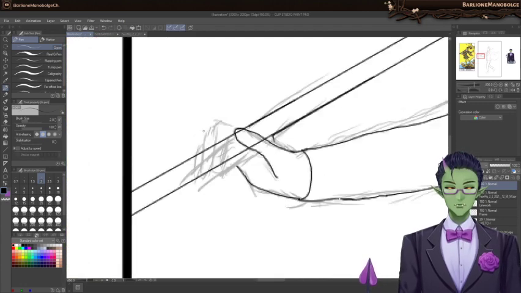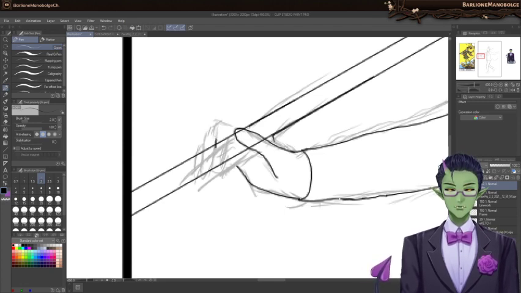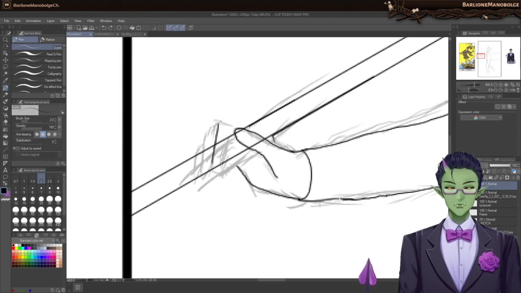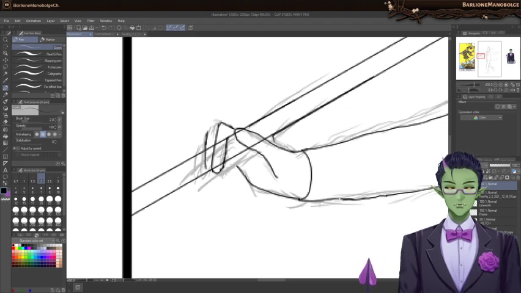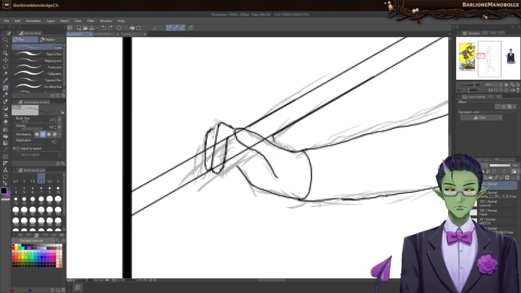Once again, I need to expand my lexicon a little bit. I can't keep saying perfect for everything. Once I'm satisfied with it.